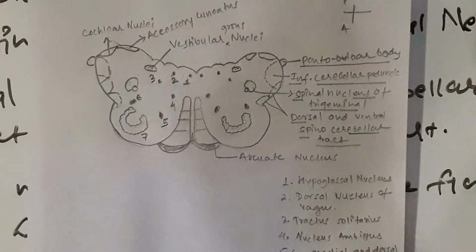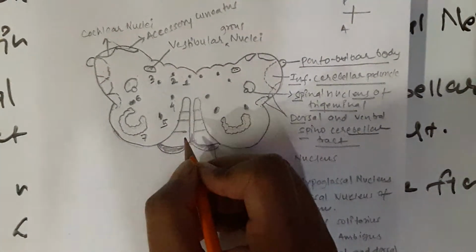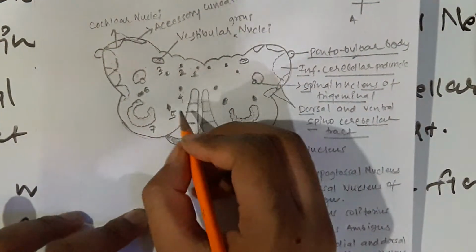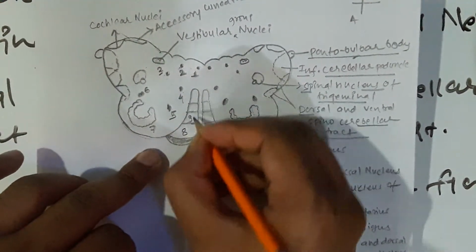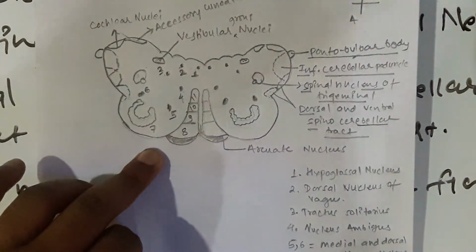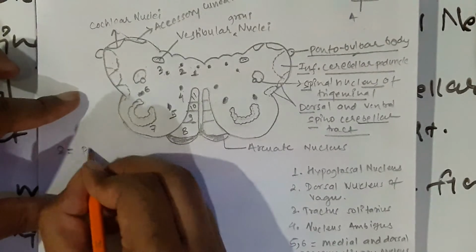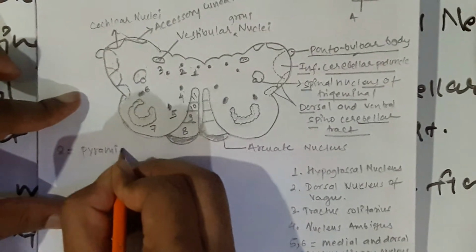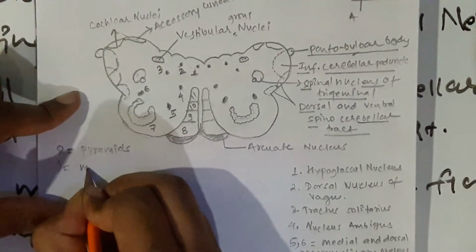So is there anything left? So these parts, I'll label it 8 over here, 9 over here, 10, and 11. I hope you are able to see it. 8 are the pyramids, the pyramidal tracts. 9 is the medial lemniscus.